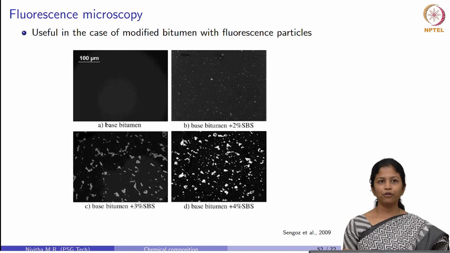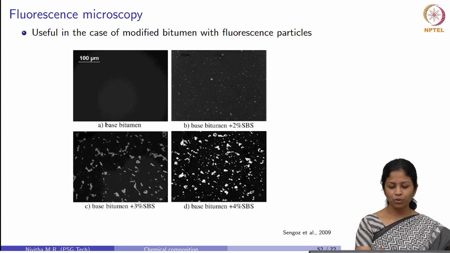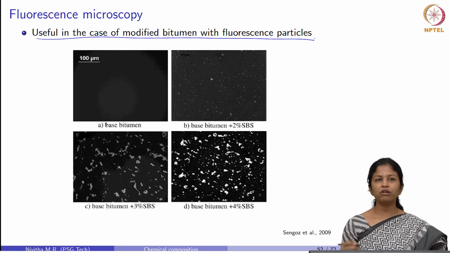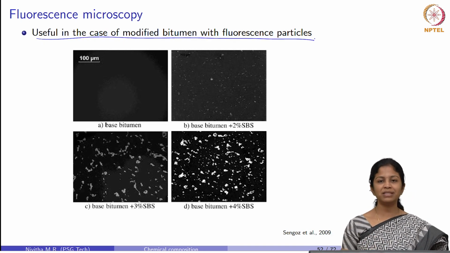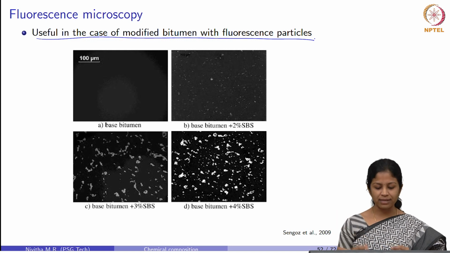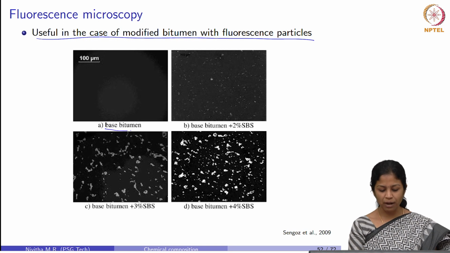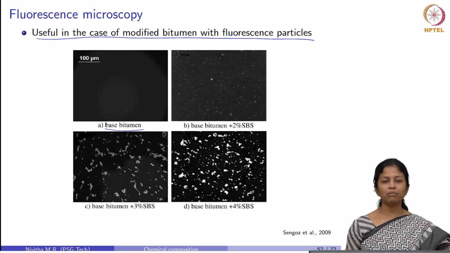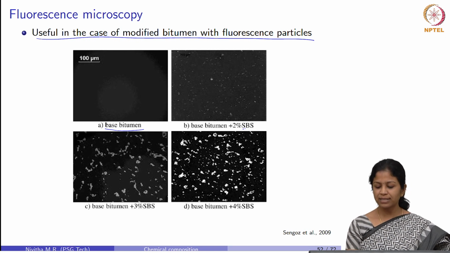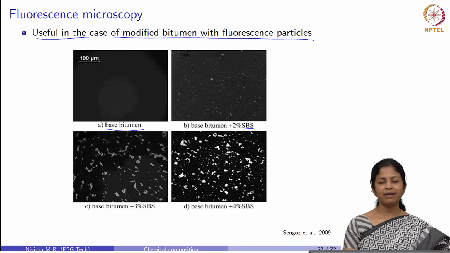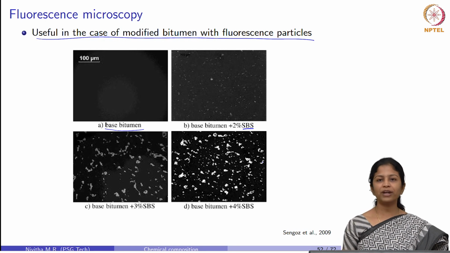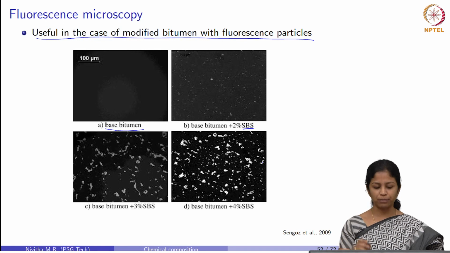The first one is fluorescence microscopy. We need to note that it is useful in the case of modified bitumen with fluorescent particles. Fluorescent particles means particles which can emit light. Here there is an image of a base bitumen, which is an unmodified bitumen, and this one is modified with SBS at 3 different dosages. SBS is styrene butadiene styrene, a type of modifier. We will discuss more details about this when we talk about modifiers for bitumen.